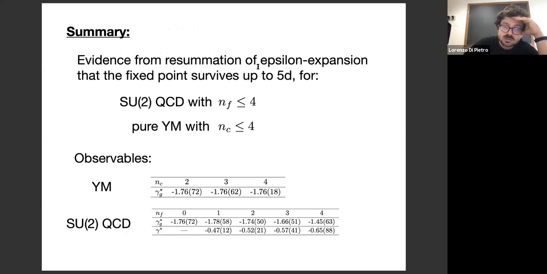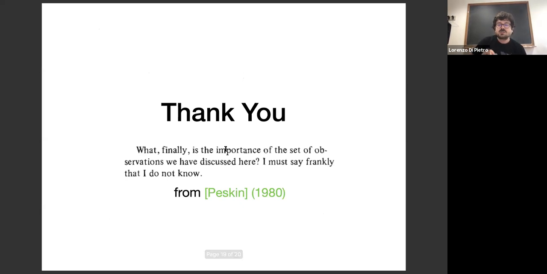Okay, so this is the summary of my talk. We found some evidence from resummation of the epsilon expansion that the fixed point survives up to 5 dimensions for SU(2) QCD with number of flavors less than or equal to 4, and for pure Yang-Mills with number of colors less than or equal to 4. And here I just put some tables from our paper about the values of the observables. So that's all. This is a quote from Peskin's paper.